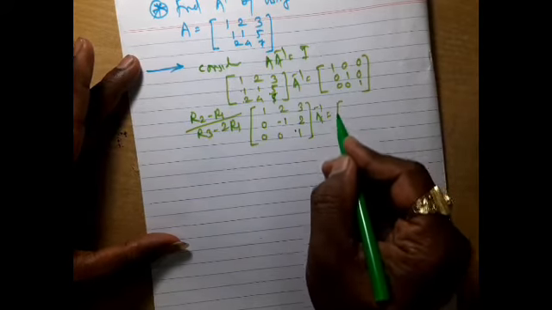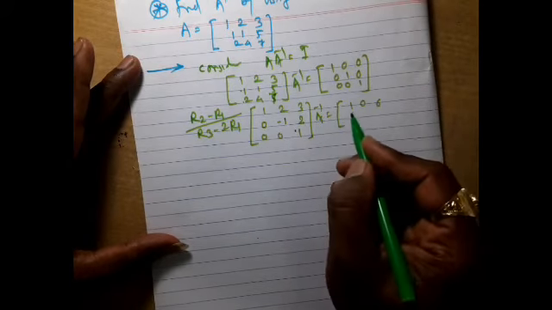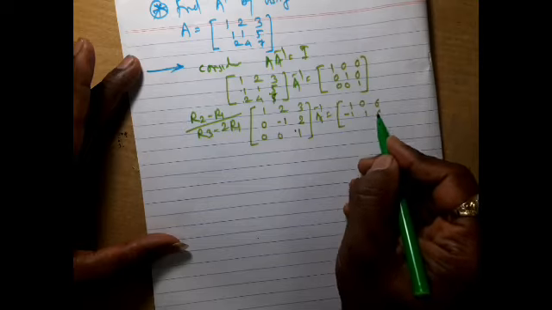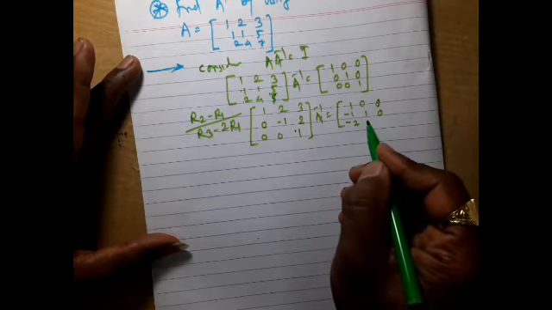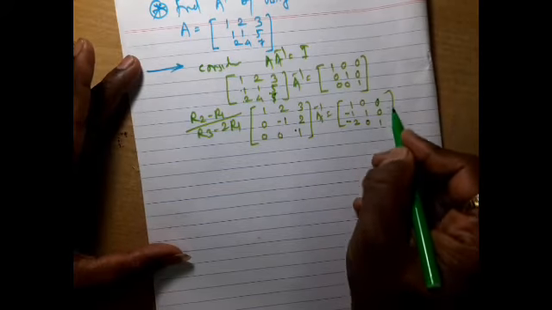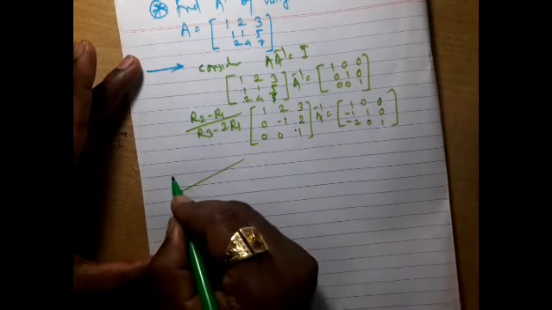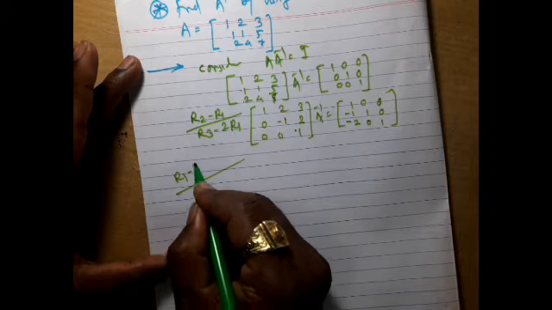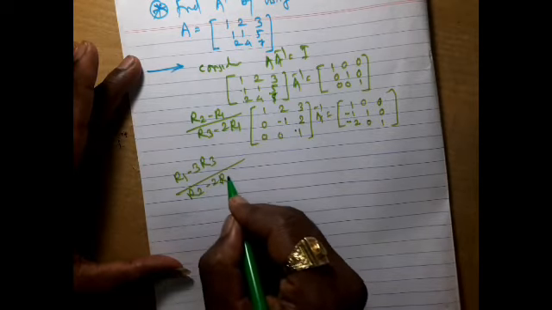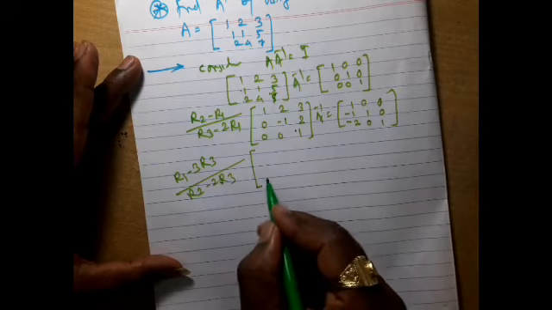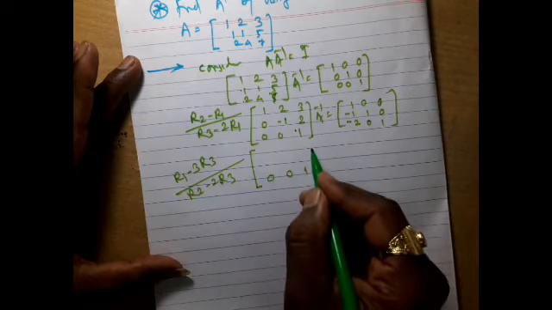On this side, 1, 0, 0. R2 minus R1 means minus 1, 1, 0. It is minus 2, 0, 1. Next step, R1 minus 3R3 and R2 minus 2R3. This will be no change in the R3.